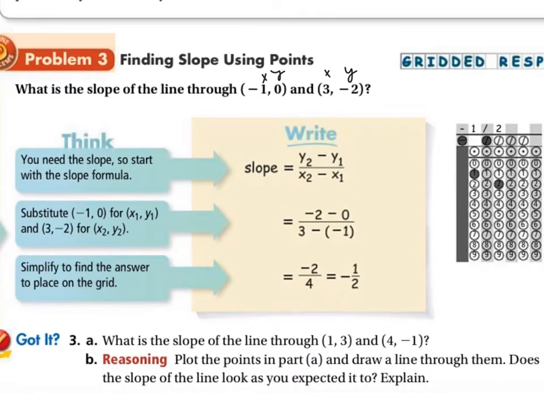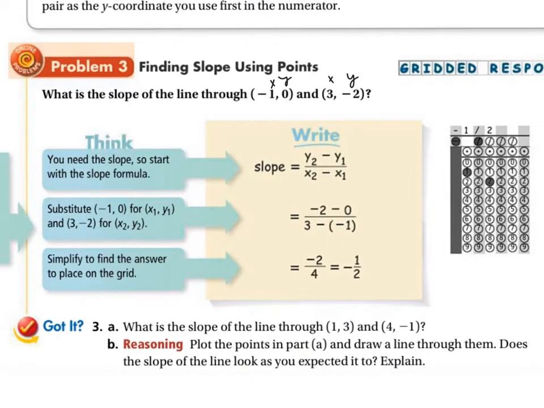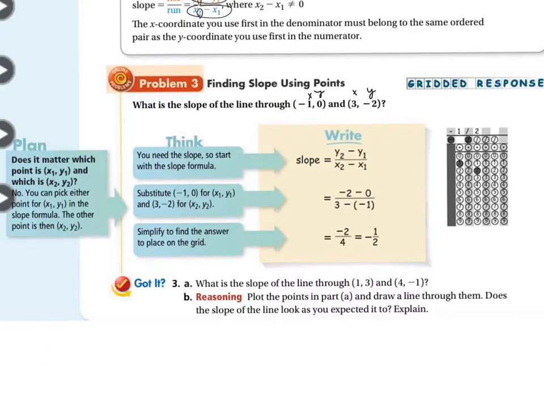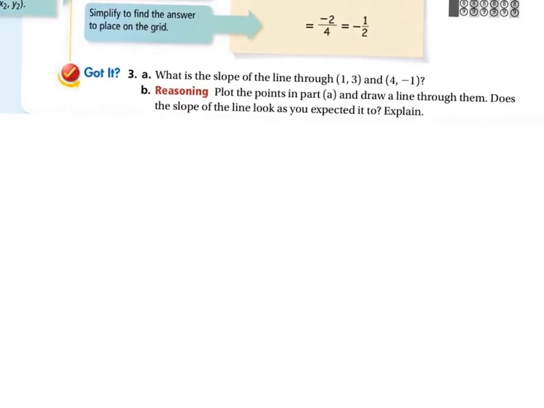It's not a bad idea if you have time to actually graph them, just so you can see if it should be a positive or negative slope. Because if I just look at those points, I don't have that idea in my mind of, oh, it should be a positive slope, or oh, it should be a negative slope. If I graph those points, then I'm going to know, okay, it's going to be a negative slope on this problem. So we could do the same thing with the got it number 3 there.